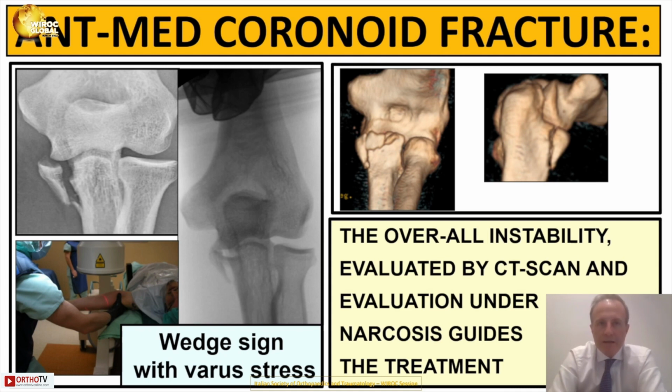CT scan and an evaluation under anesthesia are critical to determine the overall instability and therefore to decide if surgery is required based on coronoid fracture pattern, sublime tubercle involvement, fragment size and dislocation, ulnohumeral joint reduction, and associated lesion.